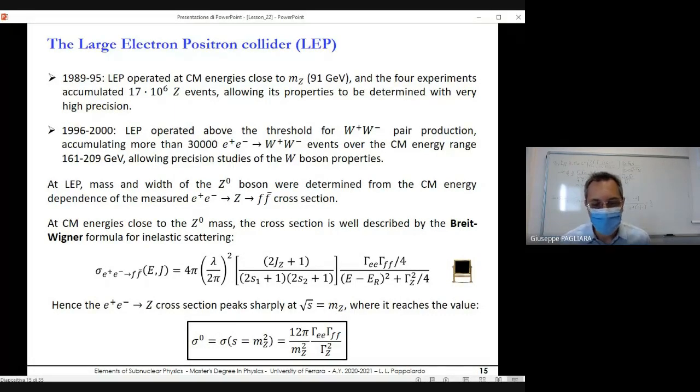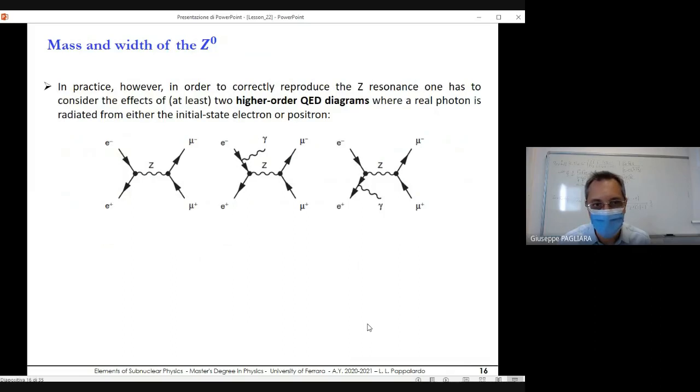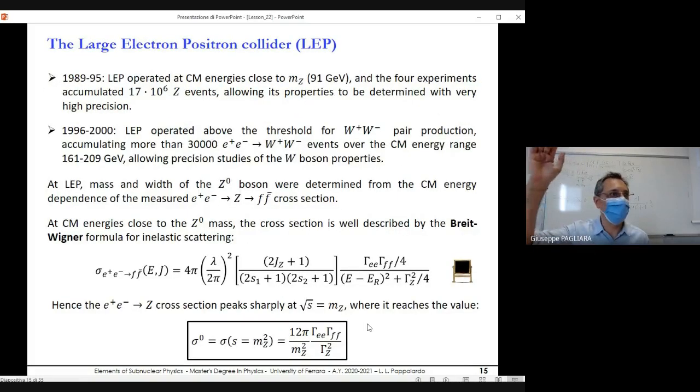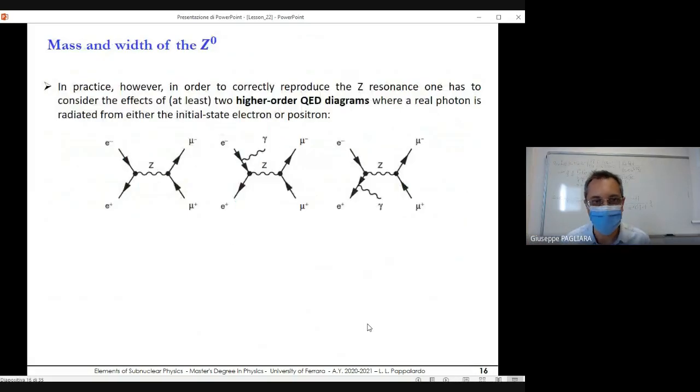Okay. So the cross-section peaks sharply when the center of mass energy corresponds to the mass of the Z, and in that limit, it gets this value here, the one that we derived. So this is the cross-section at the maximum, on the top of our resonance.